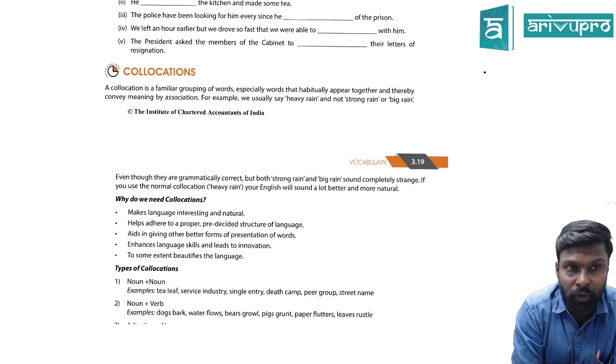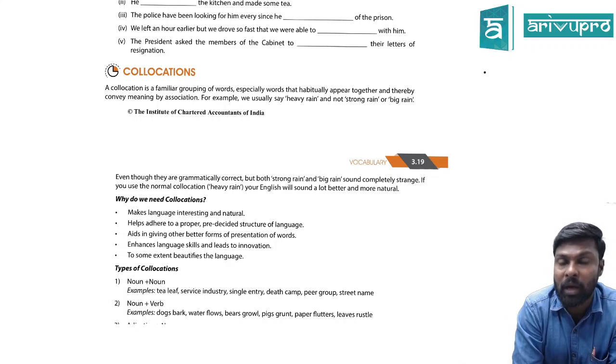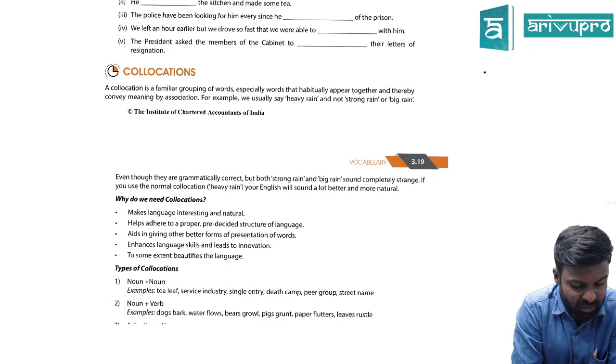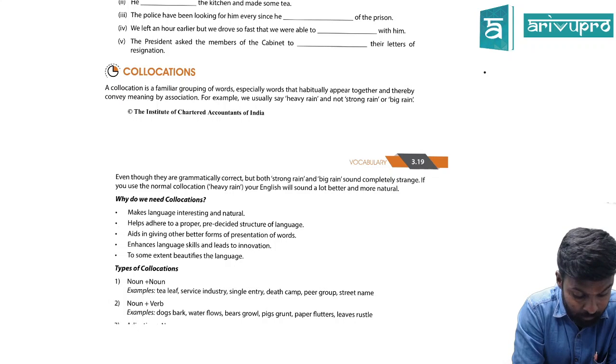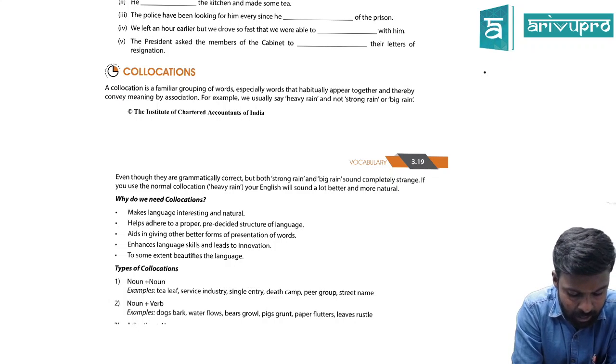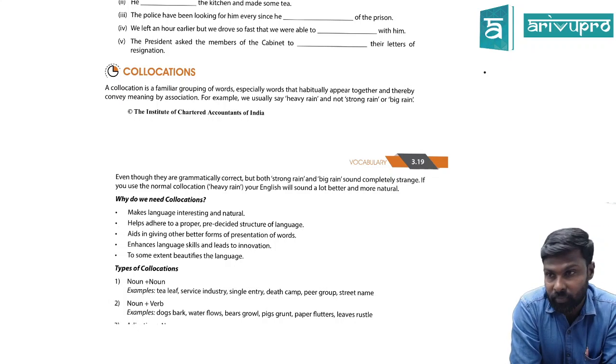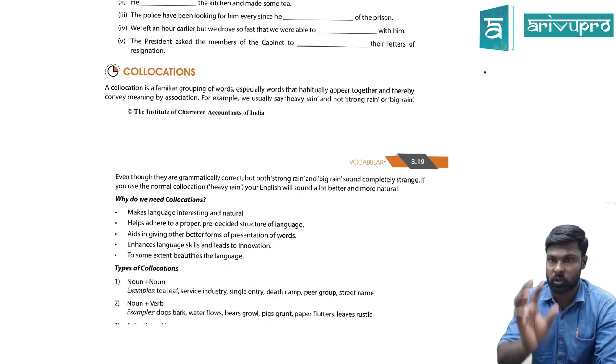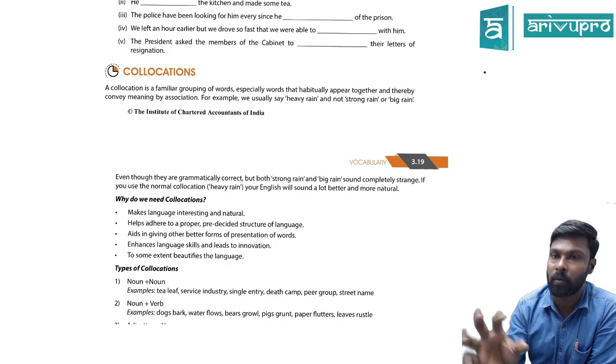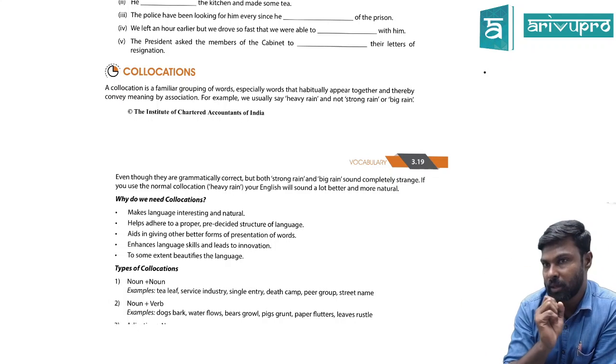And the last one for today, collocations. Now, what do you mean by collocations? A collocation is a familiar grouping of words, especially words that habitually appear together and thereby convey meaning by association. For example, we usually say heavy rain and not strong rain or big rain. So that is collocation of words. There is a particular word that will always come with another word.